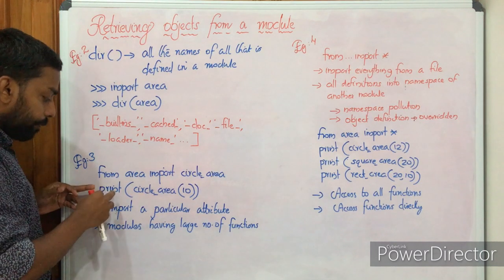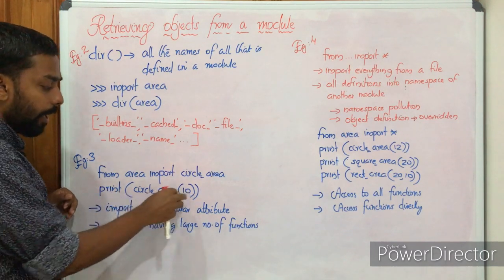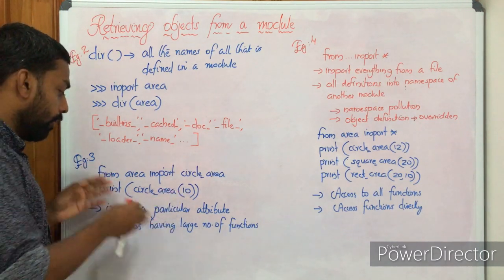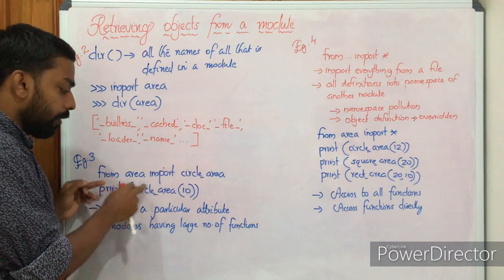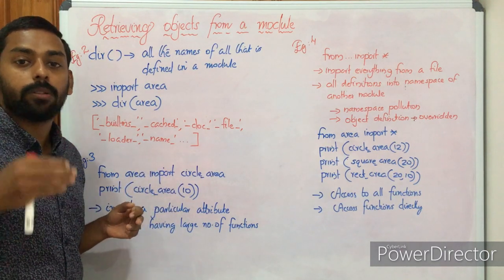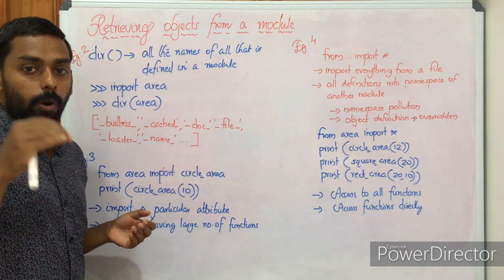Then we apply print circle area of 10. We are calling the function, and you can call it this way, print circle area of 10, or you can make use of dot notation, right? You know how dot notation works.